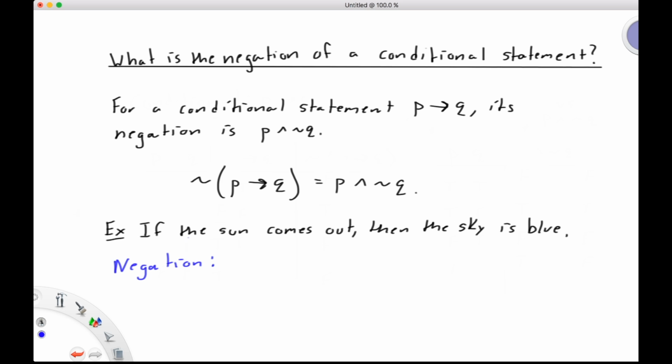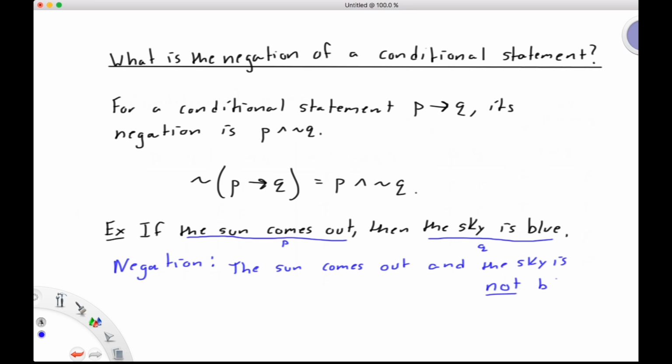So P in this case is the sun comes out. Q in this case would be the sky is blue. So rather than an if-then here, to negate this, we would say that the sun comes out and, right, because this is now switched to an and statement. The sun comes out and the sky is not blue, because we're taking the negation of Q.